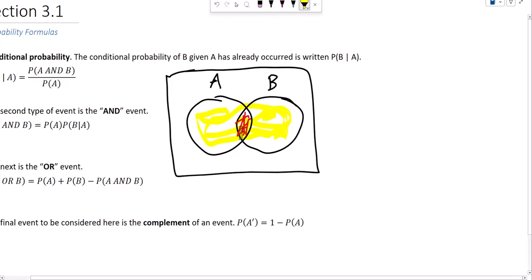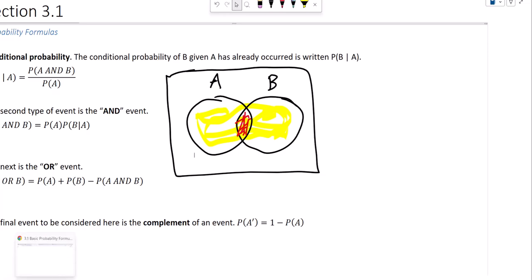And so that's why we end up with the probability of A plus the probability of B. But then notice we've double counted this middle region. So our formula ends up being the probability of A plus the probability of B minus the probability of A and B.